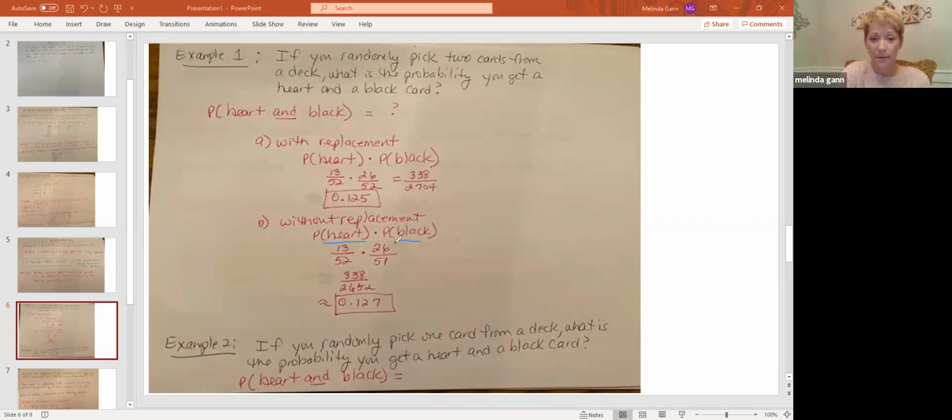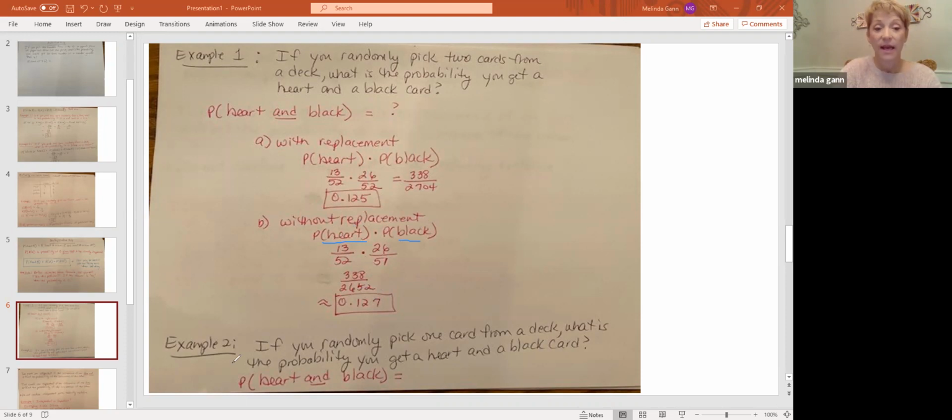So then I do 13 times 26, so I still get 338, but now I've got 52 times 51. So I get a different number on the bottom. So my probability comes out to be a little bit better if I don't put that heart back. Because remember, I'm trying to get a black card. So that's one less red card to trip me up. Okay, so it matters whether you're putting cards back or whether you're not putting cards back.